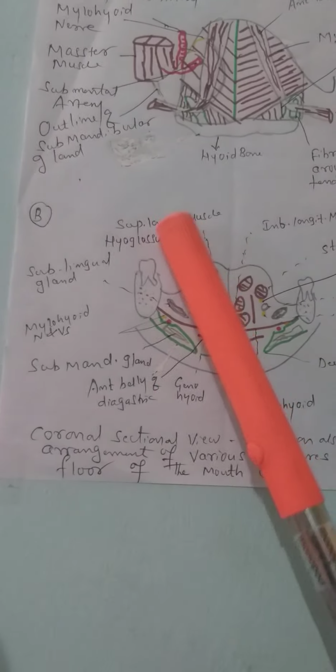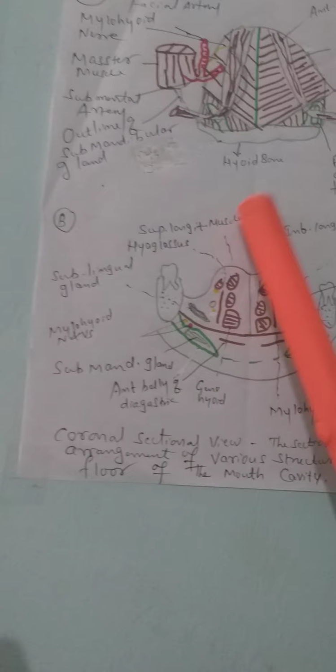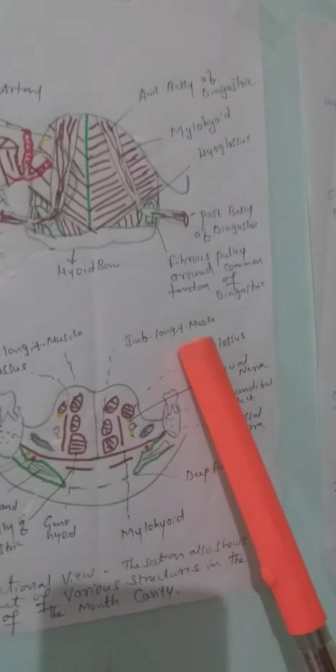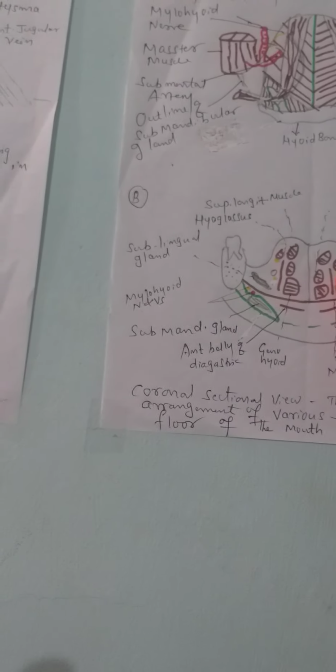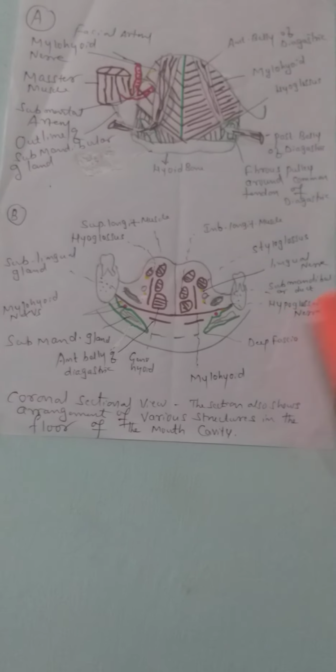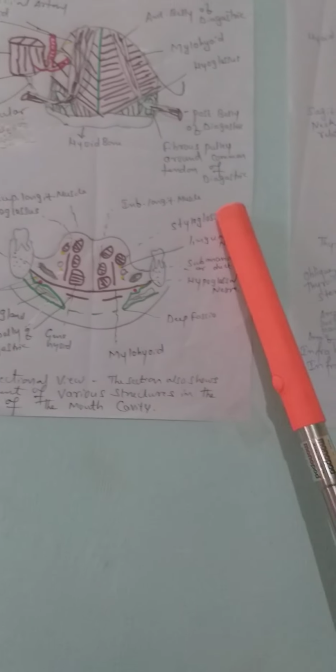You can see the intrinsic muscles of the tongue also, the superior longitudinal muscle and inferior longitudinal muscle. You can also see the sublingual gland on either side. The hypoglossal nerve, the 12th cranial nerve, can be seen here. Styloglossus, from the styloid process to the tongue, is a muscle of the tongue and can be seen here.